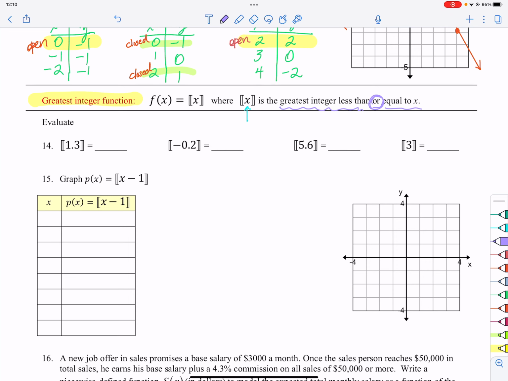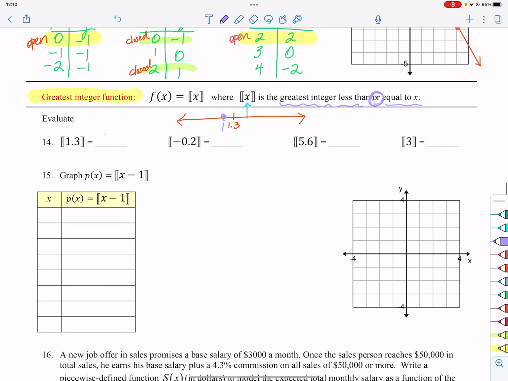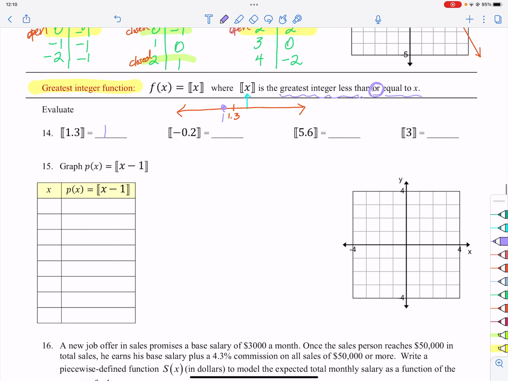And sometimes it's easier to have a number line here. So if we have this number line, and maybe I should move that up here right in the center. And if we have 1.3 on our graph, the greatest integer that is less than or equal to 1.3 is going to be 1. Okay, let's put a -0.2 on our graph. And the greatest integer that is less than -0.2 is going to be a -1.